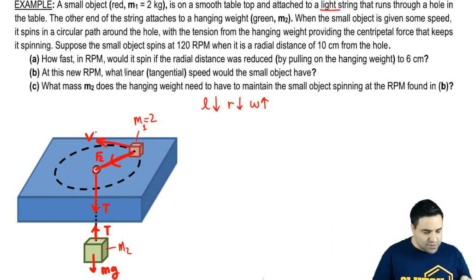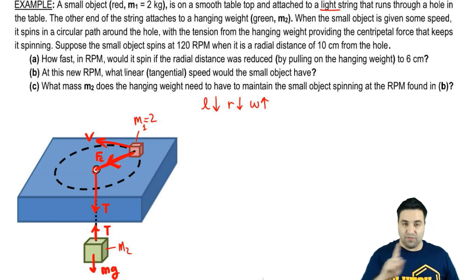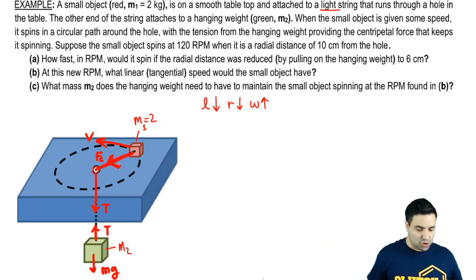All right, so when it's given some speed, it spins around a circular path around the hole, with the tension from the hanging weight providing a centripetal force. I explained that this mass here pulls down, which pulls on the rope, providing the tension, and this tension is what keeps you spinning because it provides the force that keeps you around a circle.